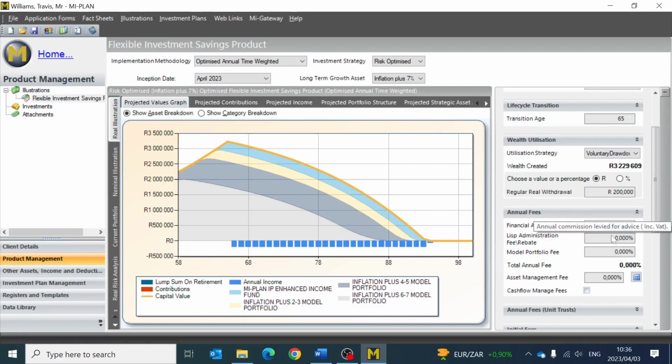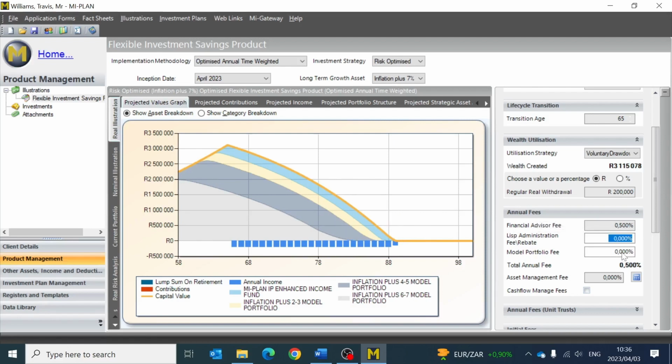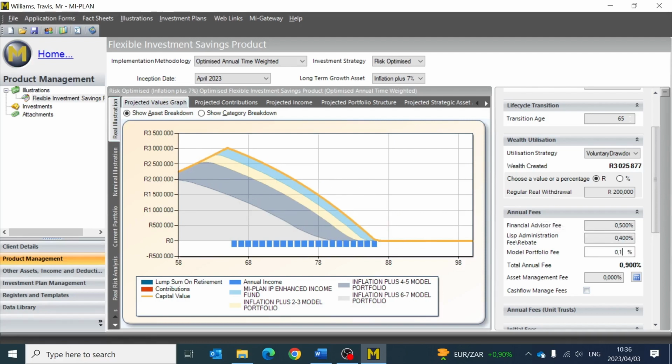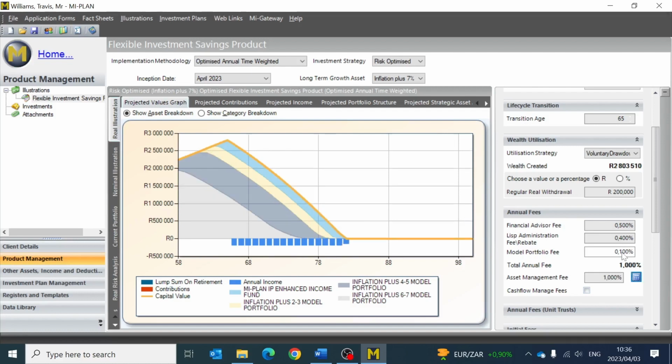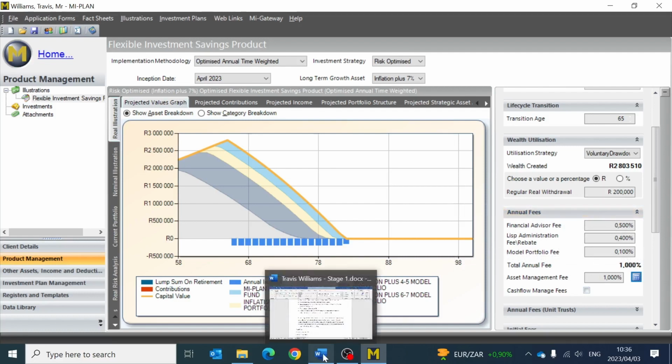Then we continue and we put in our financial advisor fee of 0.5%, our platform fee 0.4, our model fee of 0.1, and our asset management fee of 1. All of a sudden, that's a completely different story. Now the income is going to be lasting you up until approximately 82. So it always makes sense first to put in the fees and then to go back to your real withdrawal.